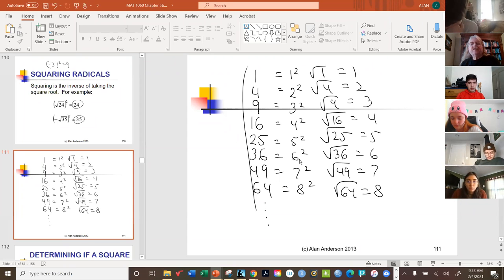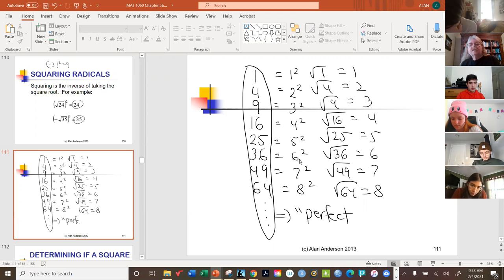So these numbers have a very special name in math. These are called perfect squares. It's like a very exclusive club within the real numbers. There's not that many numbers that get to be perfect squares, are there? If you're a member of this club, you're feeling pretty good about yourself, aren't you? But yes, the idea here is that these are perfect squares.